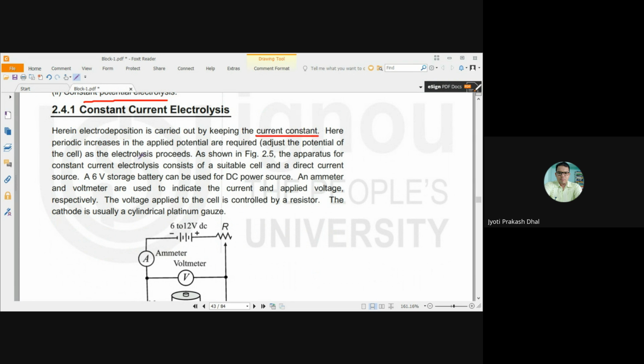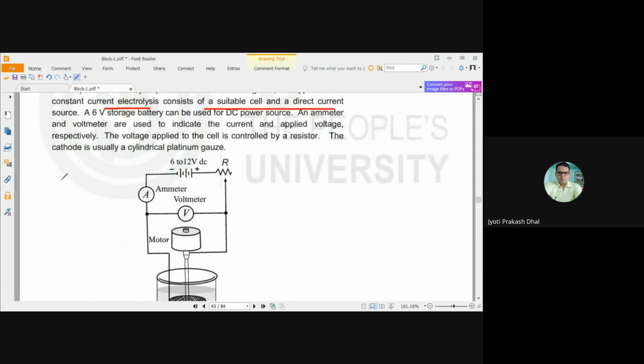So here periodic increases in the applied potential are required. Here the current is constant, so periodic increases in the applied potential are required as the electrolysis proceeds. That means as time proceeds, gradually you have to increase the applied potential. Now as shown in figure 2.5, the apparatus for the constant current analysis consists of a suitable cell and a direct current source. A 6-volt storage battery can be used for the DC power source, and an ammeter and voltmeter are used to indicate the current and applied voltage respectively.